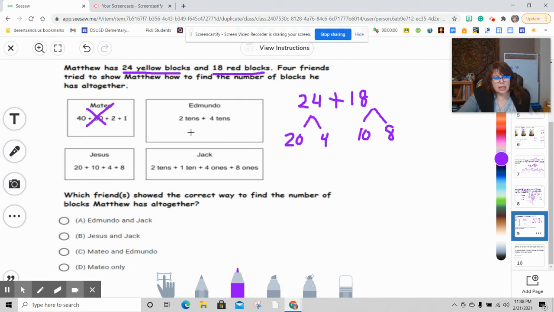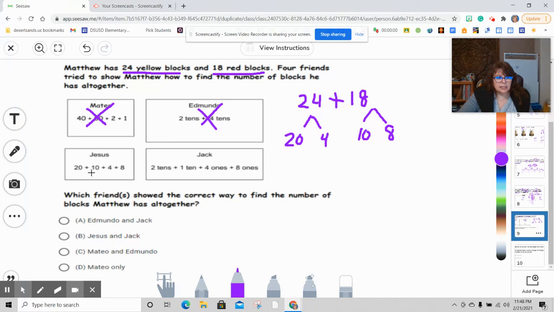Then I look at Edmundo. Based on my numbers, I have 2 tens and then 4 tens. Well, I have 2 tens here. That makes sense. But I have only 1 ten. And then what about the ones? So Edmundo does not make sense. So that's incorrect.